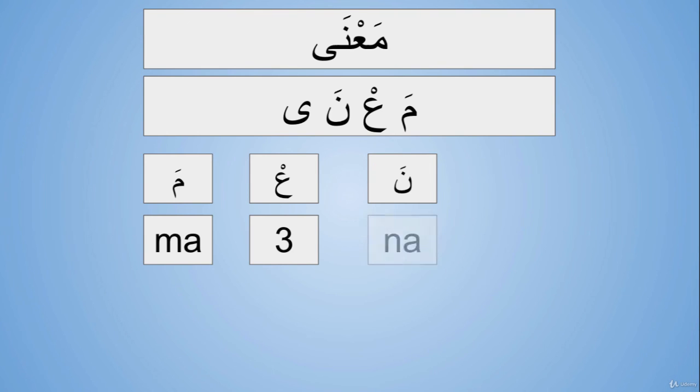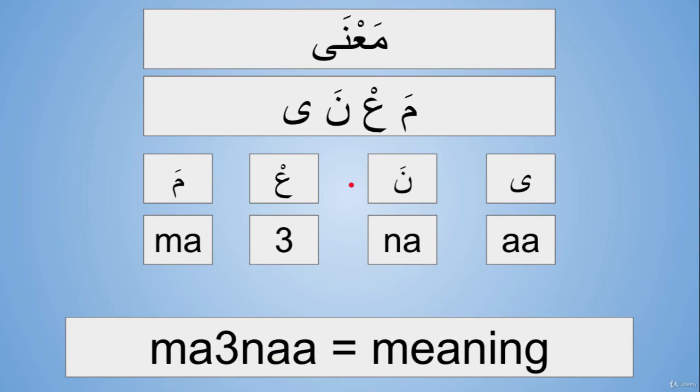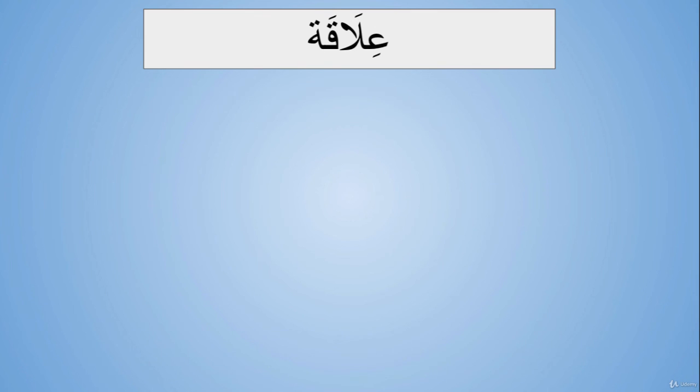Na. And then we have this letter, which we know from the first lecture. It's called Alif Layyina. So it has the same sound as the letter Alif, which is a. Now putting it all together, it is Ma'na. Ma'na, which means meaning in Arabic. Very good. Let's continue.